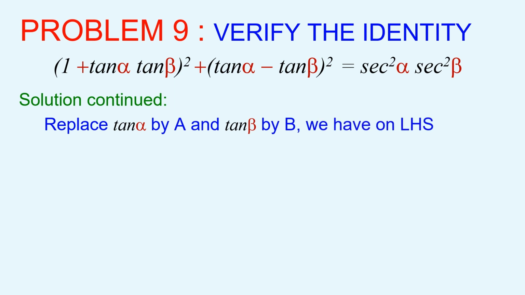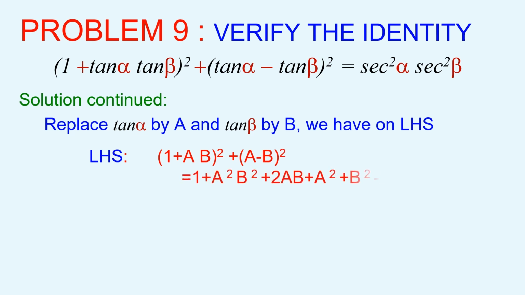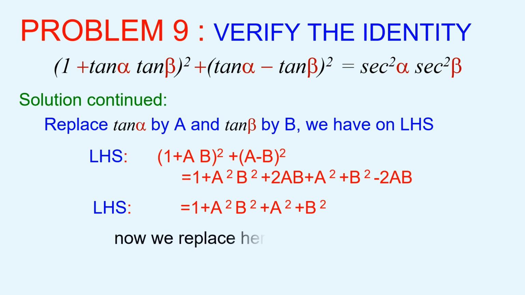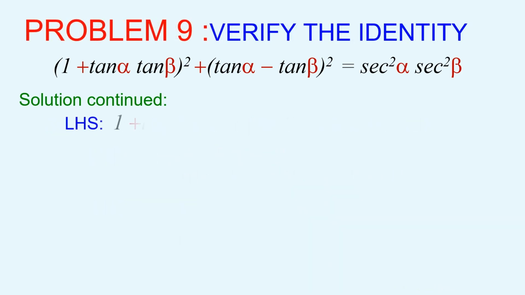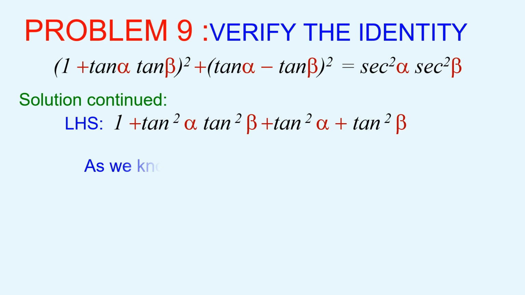Replace tangent of alpha by a, and tangent of beta by b. We have on the left hand side all algebra terms, which are simplified as 1 plus a squared into b squared plus a squared plus b squared. Now we replace a by tangent of alpha and b by tangent of beta. Now we have on the left hand side 1 plus square of tangent of alpha multiplied by square of tangent of beta plus square of tangent of alpha plus square of tangent of beta.